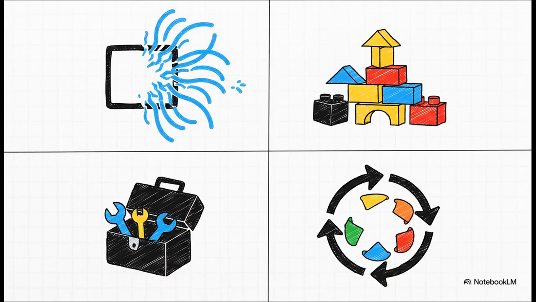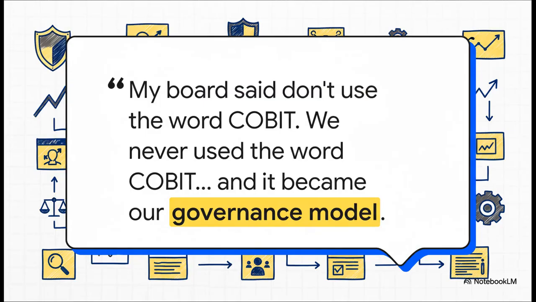So let's recap the big stuff. First, and most importantly, COBIT is flexible. It is not one size fits all. Second, those 40 objectives, those are your core building blocks. Third, the design factors are the tools you use to customize everything. And finally, remember that implementation is a journey, not a destination. It's a continuous cycle.